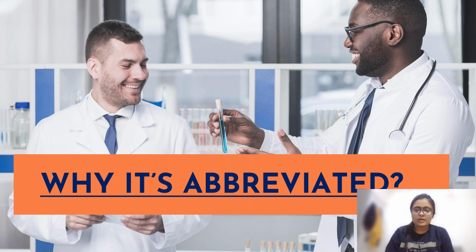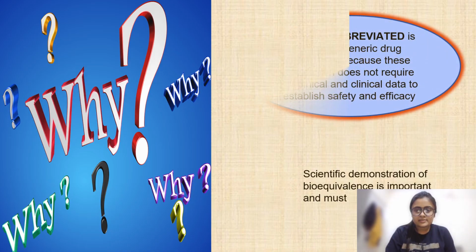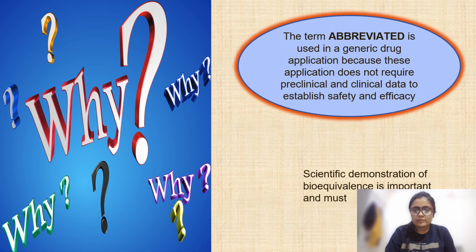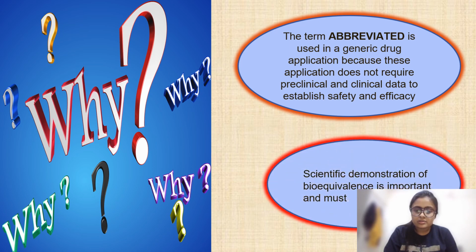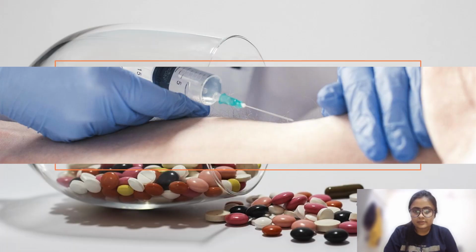So why is it called abbreviated? Because in generic drug products there is no need of preclinical and clinical data. That is why ANDA is known as abbreviated new drug application. So here is the definition. The term abbreviated is used in the generic drug application because these applications do not require the preclinical and clinical data to establish the safety and efficacy. Scientific demonstration of bioequivalence is a must.